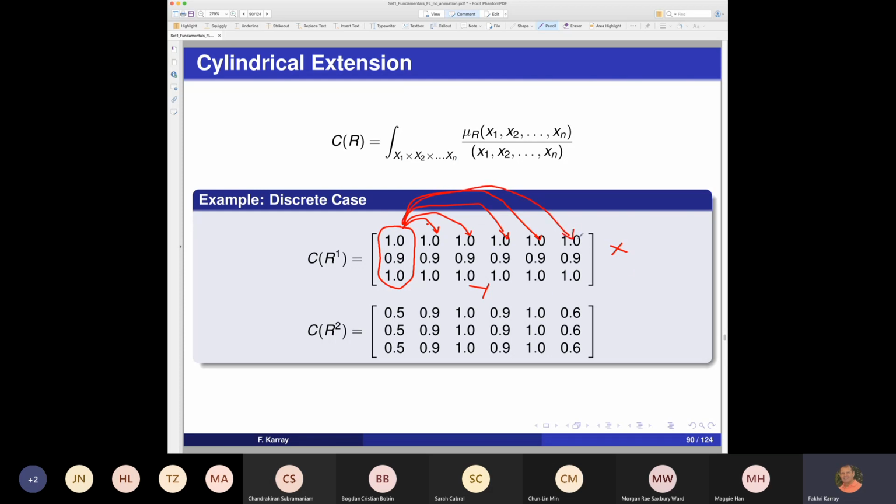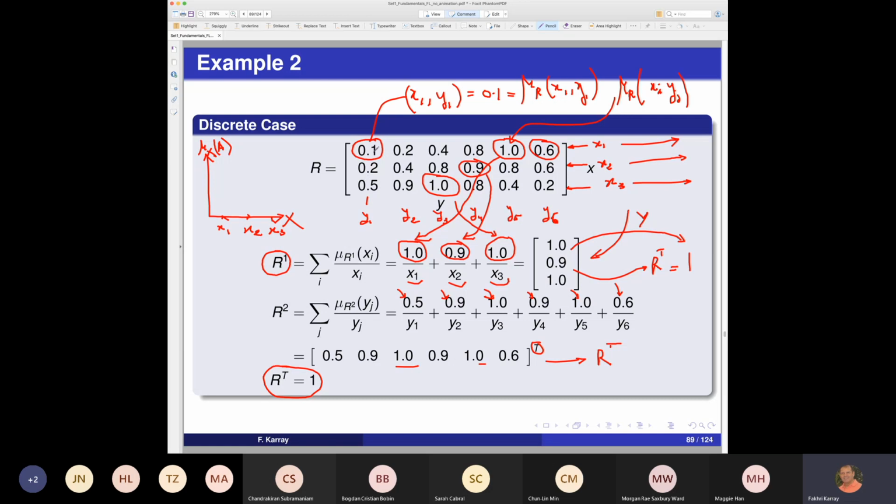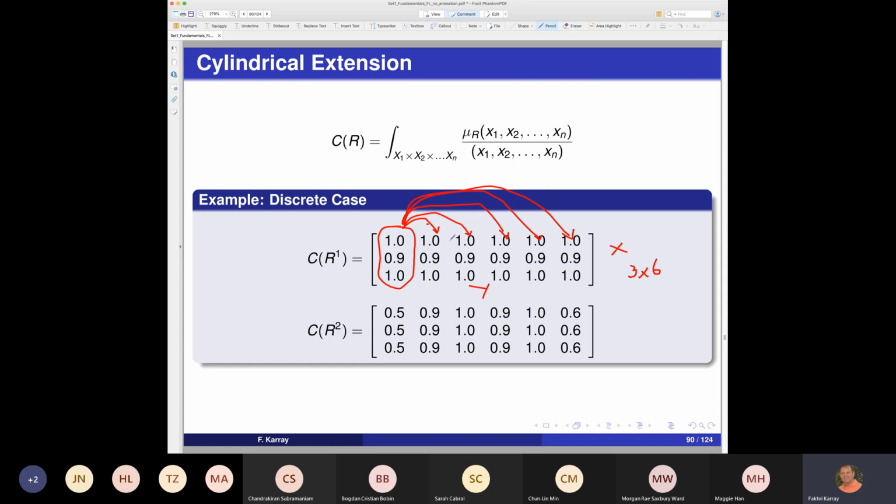Look at this particular type of relation now. We have a relation, of course. It's a 3 by 6 matrix, which is exactly the same dimension as the original matrix. But look at this matrix here: 0.1, 0.2, 0.4, 0.8, 1, 0.6, and look at this matrix here: 1, 1, 1, 1, 1, 0.9, 0.9, 0.9.